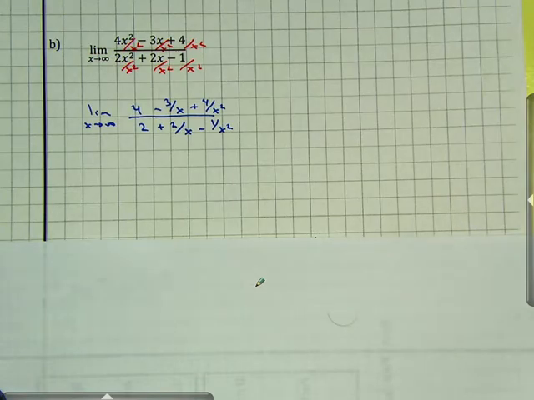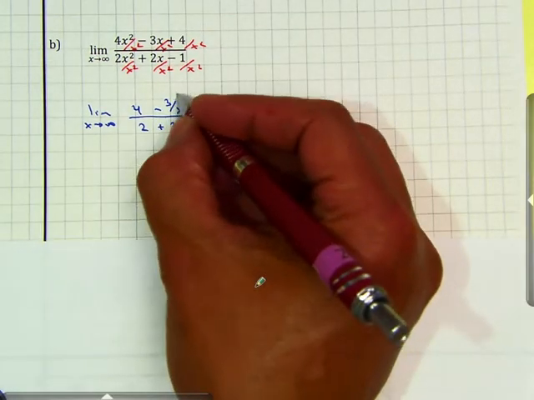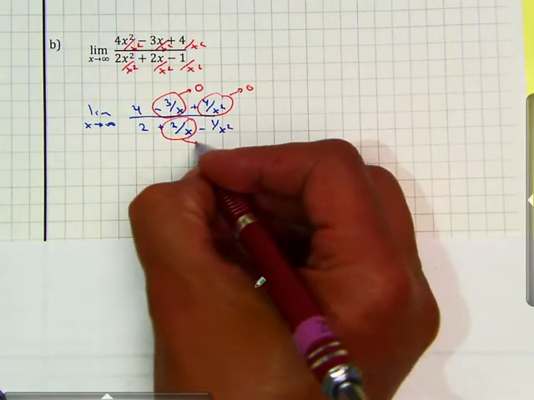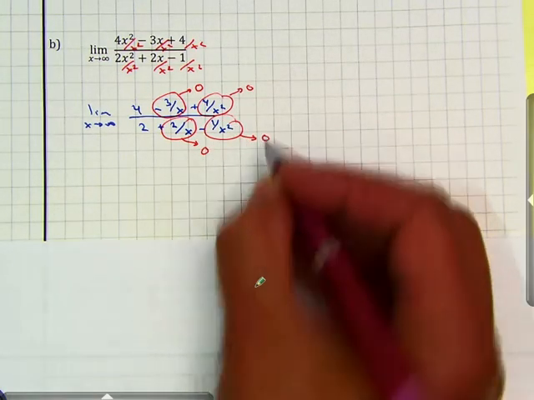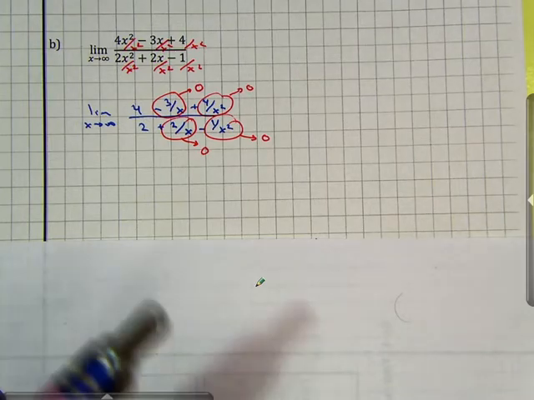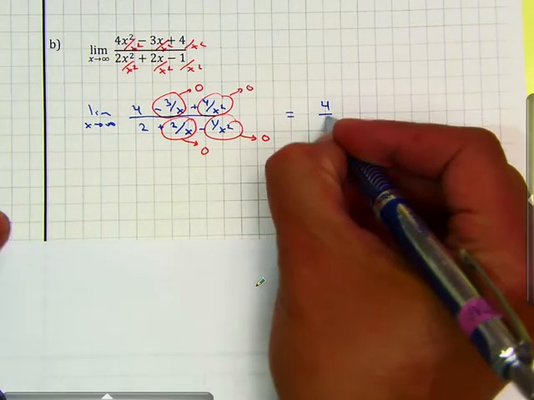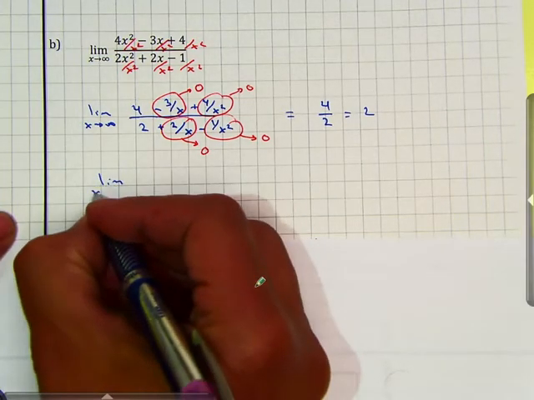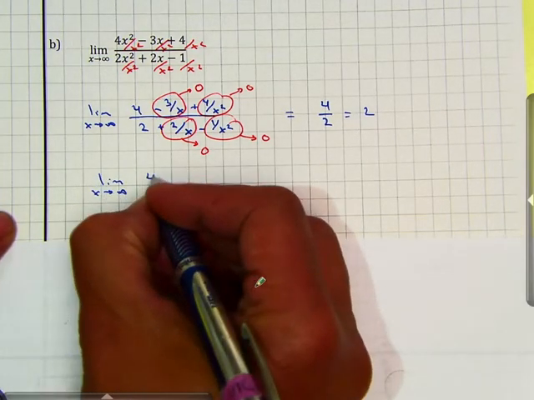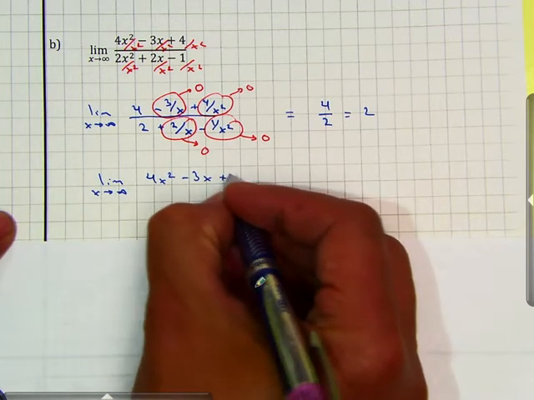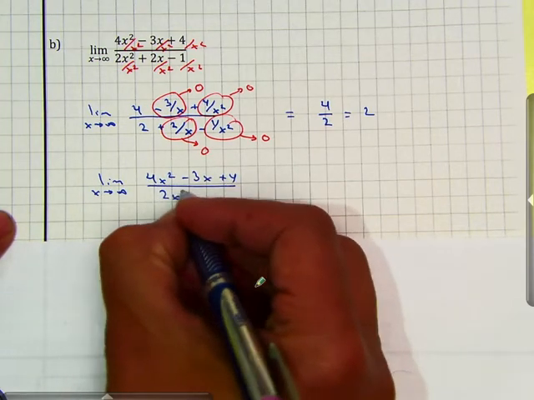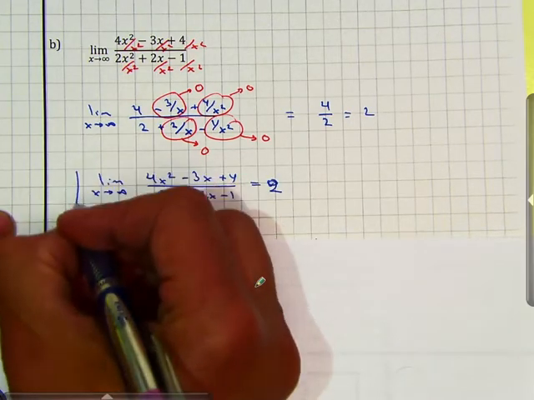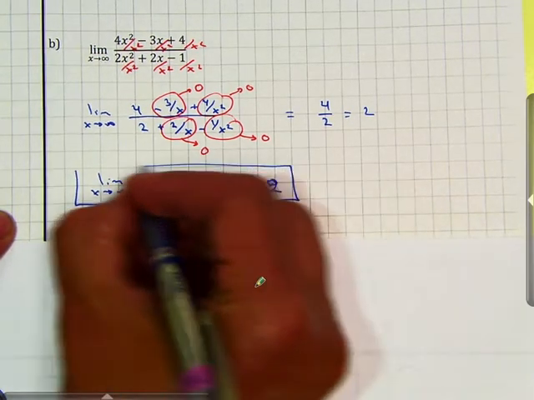And according to our previous calc, the limit, this will be 0, this will be 0. As x gets larger and larger, this will become 0. So therefore I end up with 4 over 2, which is 2. So the limit as x approaches infinity of 4x squared minus 3x plus 4 over 2x squared plus 2x minus 1 is going to be 2. Just like we did on chapter 2.